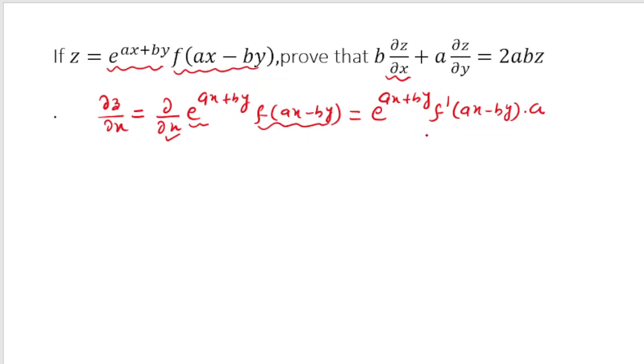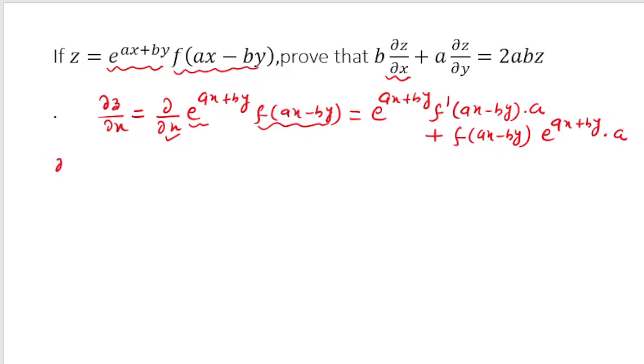And then plus I will take the second function, that is f of ax minus by, and I have to differentiate this, so I will get e to the power ax plus by into the derivative of this with respect to x, right, of ax plus by. So this will give me a. So I have got this thing.